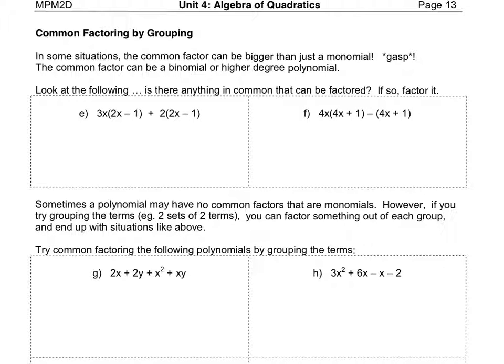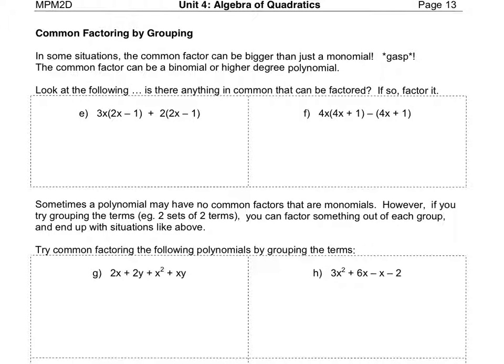The next part of common factoring is common factoring by grouping. Now, in some situations, the common factor can be bigger than just a monomial. The common factor can be a binomial or higher degree polynomial. So we're going to look at the following. Is there anything in common that can be factored? And if so, factor it.